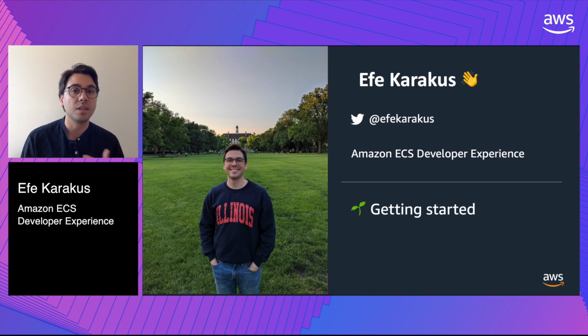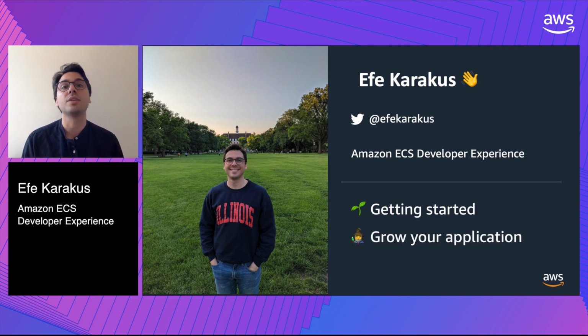Once we understand what the CLI does under the hood, we're going to take a look at some commands for growing your application. So how can I add a new service to my application? How can I add a new environment, such as a production environment? Or how can I set up a continuous delivery pipeline? Awesome. So let's start building.